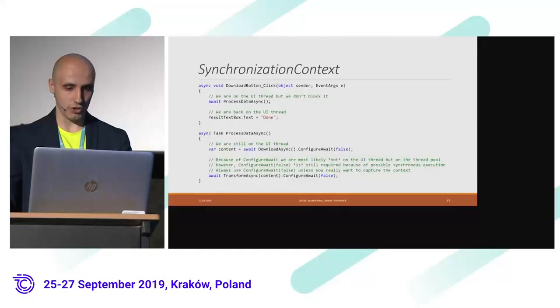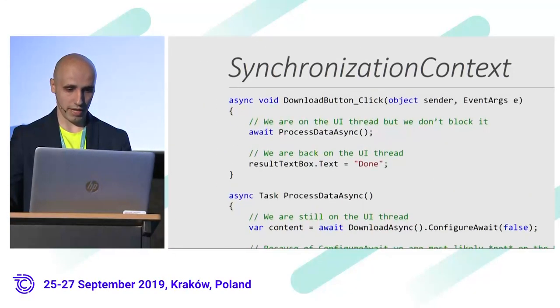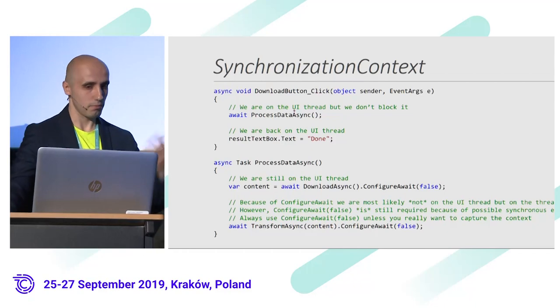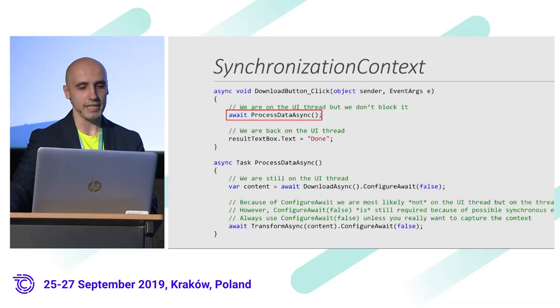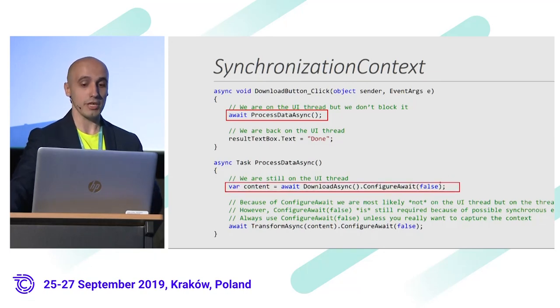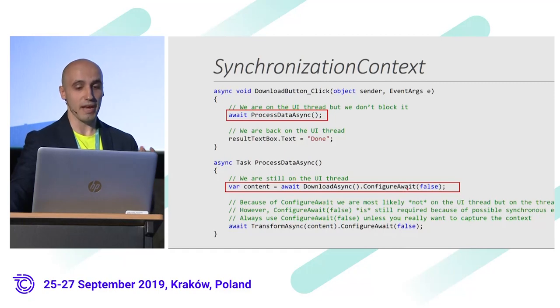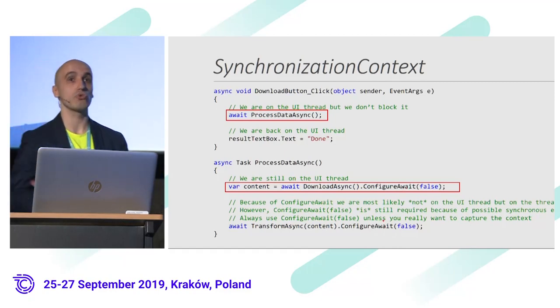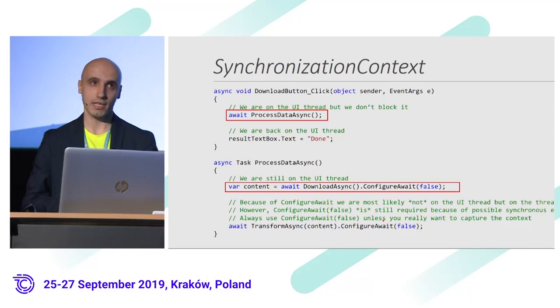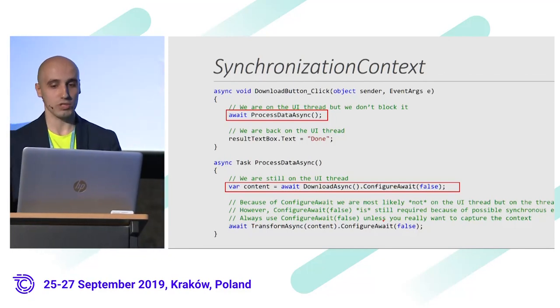So we do execute some handler for the download button. And what we are doing here is we do the await ProcessDataAsync. So at this point, we capture the synchronization context. But we already know we start executing the method. So we enter this method. What we are doing here is we call await DownloadAsync, and we call ConfigureAwait(false). This method tells the awaiters to not capture the synchronization context, to continue without it, as there was none.